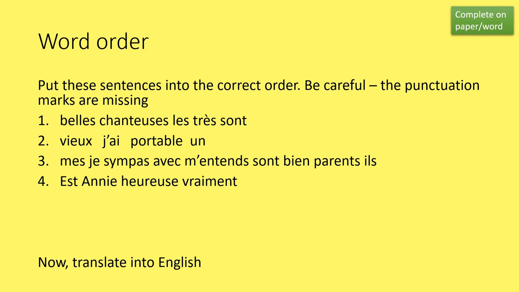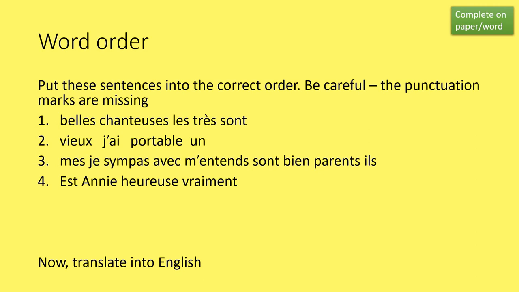If you are still stuck, if you've carried on because you're still stuck, then I'm going to tell you what they should mean in English. And you can mark your English now if you've done the translations. And if you need longer to work out the French for each one, pause after each one to work it out. Now you know what they're supposed to mean. So number 1 means the singers are very beautiful. Number 2, I have an old phone. Number 3, I get on well with my parents. They are nice. Number 4, Annie is really happy. So fill in the French if you haven't, and then unpause when you're ready to check them.